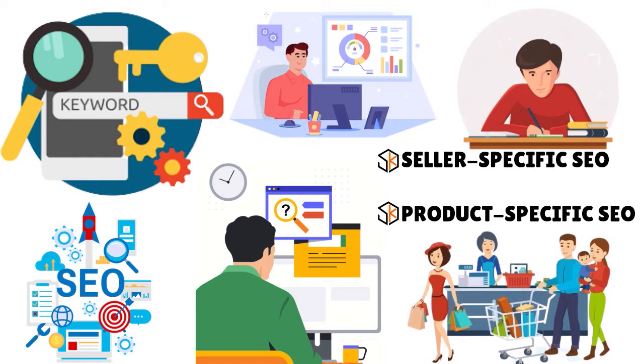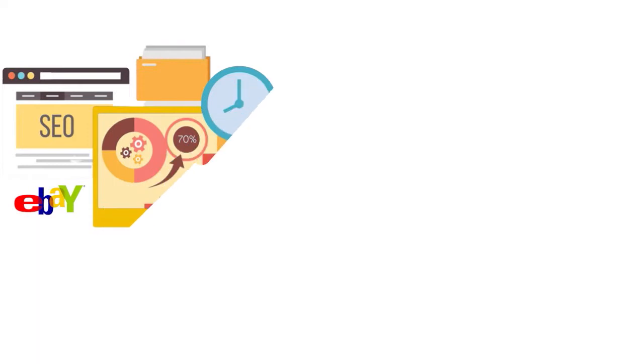eBay allows the title length to be up to 80 characters. It is monumental in increasing your product's visibility and ranking when you use those 80 characters proficiently. So what I want you to do here is make the title long enough with all essential keywords so that your eBay SEO will work.